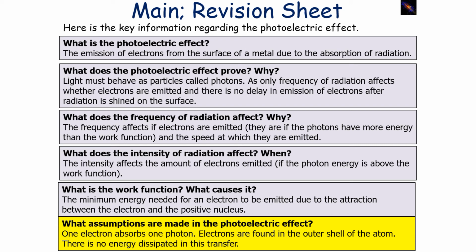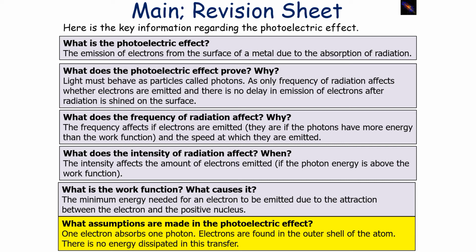The frequency affects if electrons are emitted, because they are if the photons have more energy than the work function, and it will also affect the speed at which they are emitted. The intensity affects the amount of electrons emitted if the photon energy is above the work function. The work function is the minimum energy needed for an electron to be emitted due to the attraction between the electron and the positive nucleus.